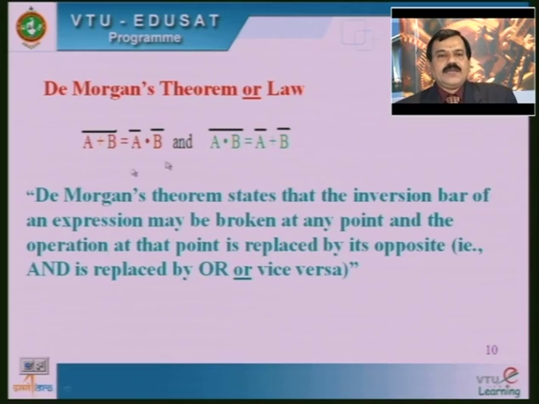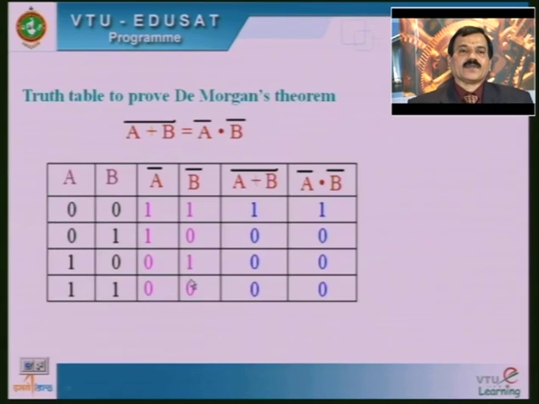Next we move to De Morgan's theorem or law. Here we are going to write two equations: (a plus b) whole bar is equal to a bar dot b bar, and (a dot b) whole bar is equal to a bar plus b bar. De Morgan's theorem states that the inversion bar of an expression may be broken at any point, and the operation at that point is replaced by its opposite, that is, AND is replaced by OR and vice versa. So the truth table to prove De Morgan's theorem we can write like this.